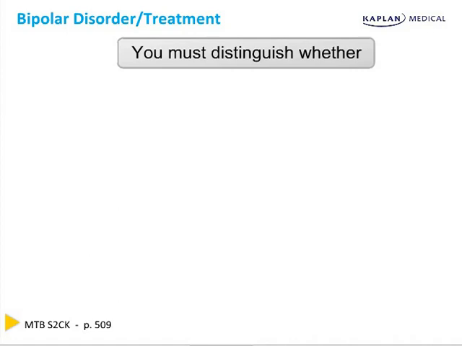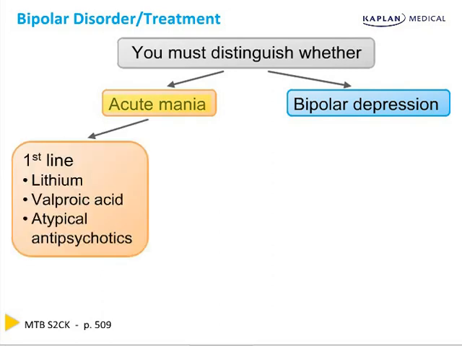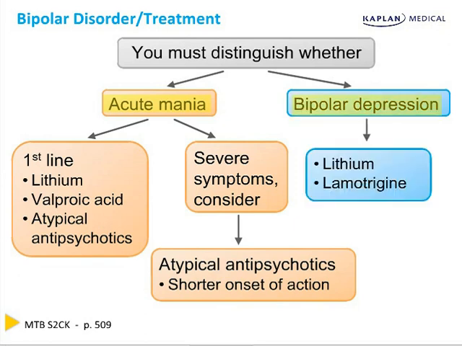So for bipolar disorder's treatment, you have to distinguish whether there's acute mania going on, or if it's bipolar depression, and you might precipitate the mania if you don't also treat the bipolar. So if it's acute mania, the first line treatment is lithium, valproic acid, and or atypical antipsychotics. You also want to make sure if there's severe symptoms, you use those atypical antipsychotics right away because they have a shorter onset of action. If it's the bipolar depression, you still use lithium, but you also might want to consider adding lamotrigine into your treatment protocol.